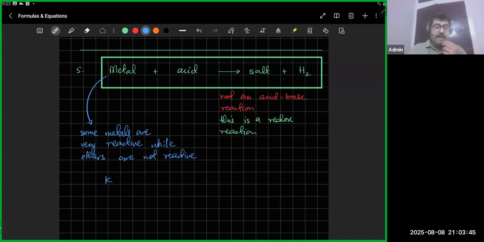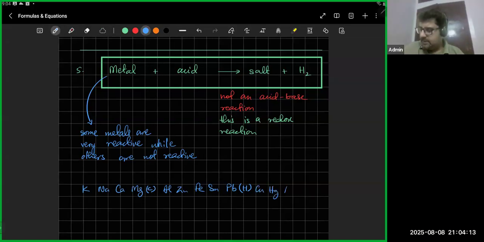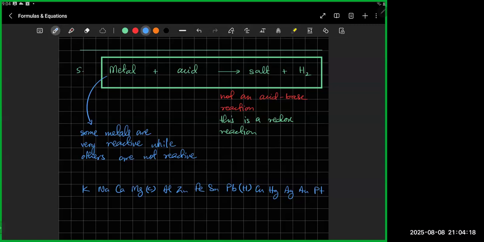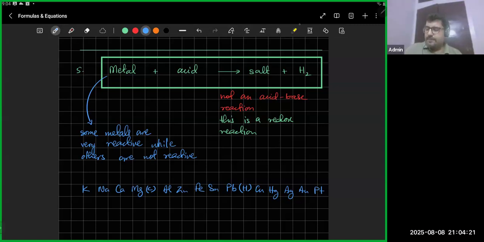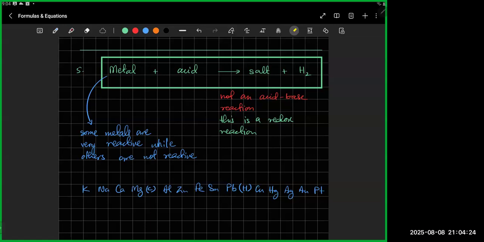Again, since it's linked with this, I'm going to write down the reactivity series. This is another thing that has to be remembered. So H, Cu, Hg, Ag, Au and Pt, and Pb, yes, Pb was earlier. So the trouble with this reaction is metal plus acid.